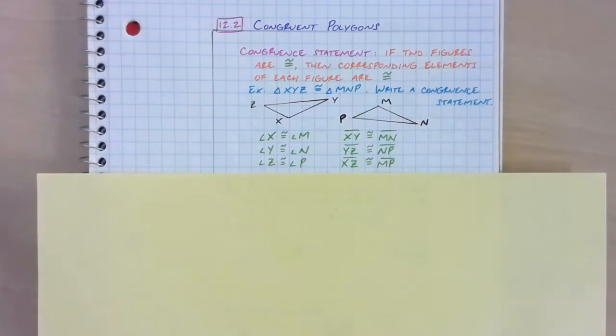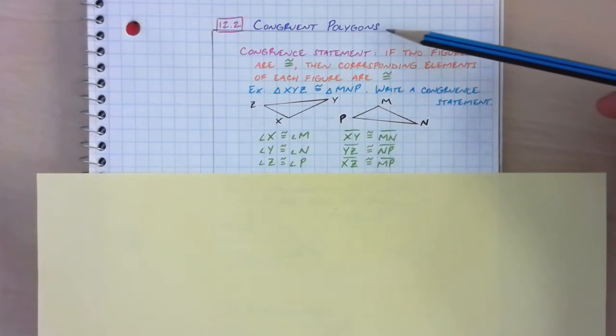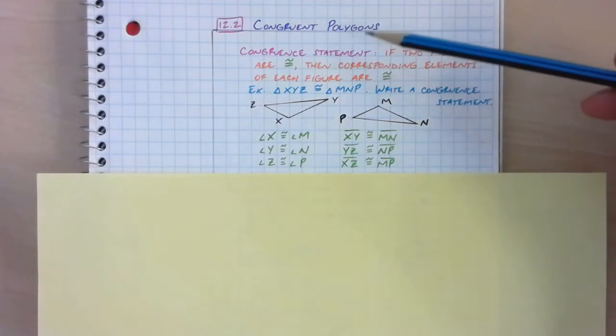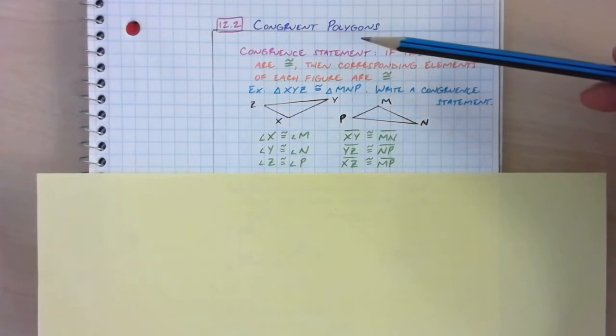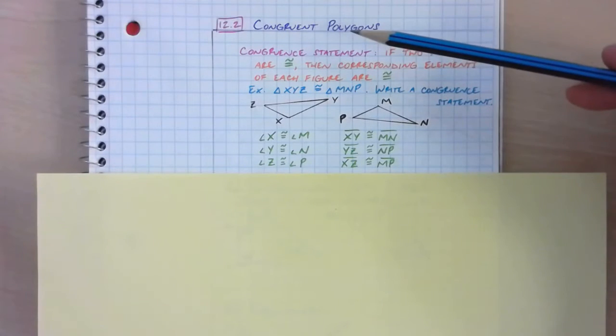Chapter 12, Section 2, Congruent Polygons. Continuing on with our congruent triangles unit, there's a reason why they backtrack a little bit here to the name polygons. So for the record, a triangle is a type of polygon. Just to clarify what polygon means, it just means a many-sided figure. So this is more generalized than the unit name about congruent triangles.